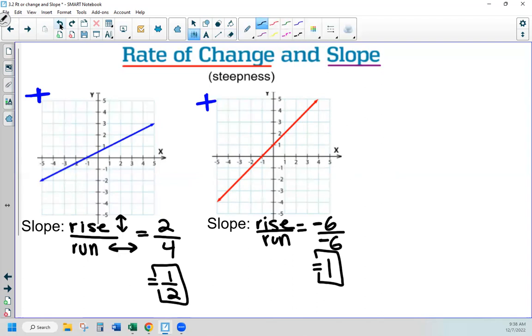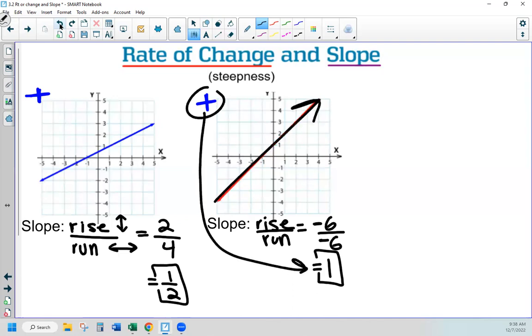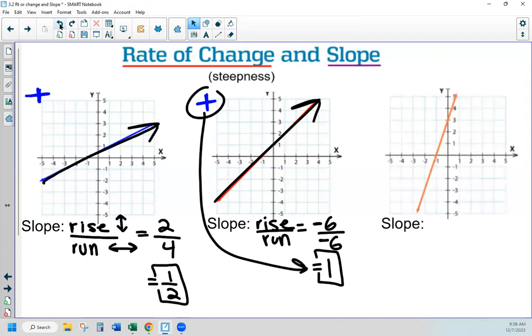All right. Once again, remember that your slope is positive. This line is going upwards from left to right. Positive numbers. Third one, I encourage you to pause this right now and do it on your own.